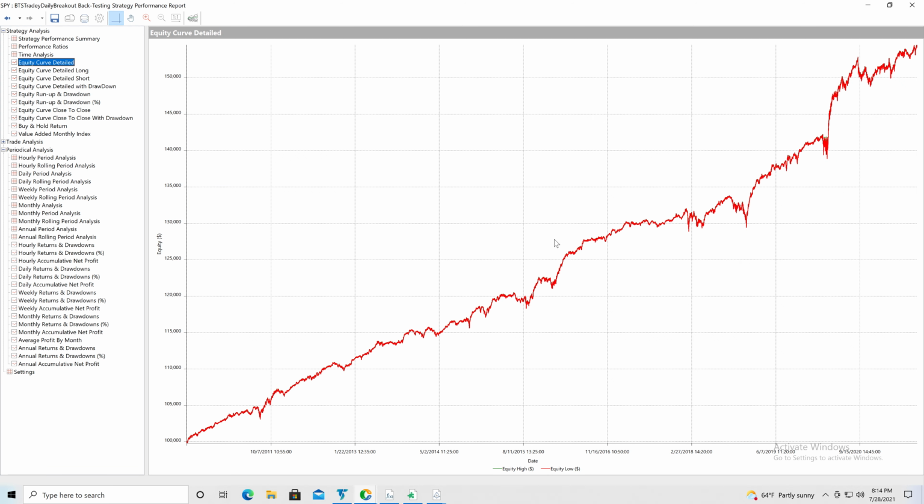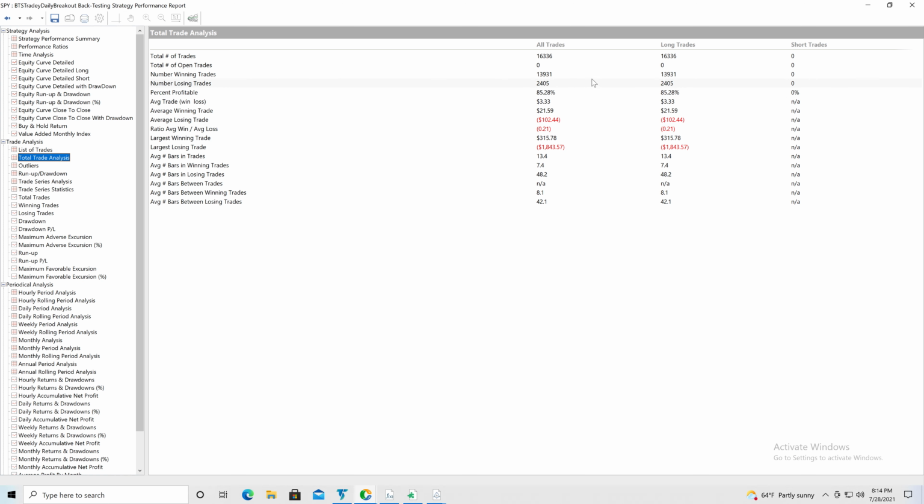And equity curve, bottom left, top right, very smooth, right? Nothing to not like about that. But here is where everything falls apart for us as retail traders. 16,000 trades over 10 years. And you're only making $3.33 per trade. I mean, for any discretionary trader, you can't do it. You're not able to do this.